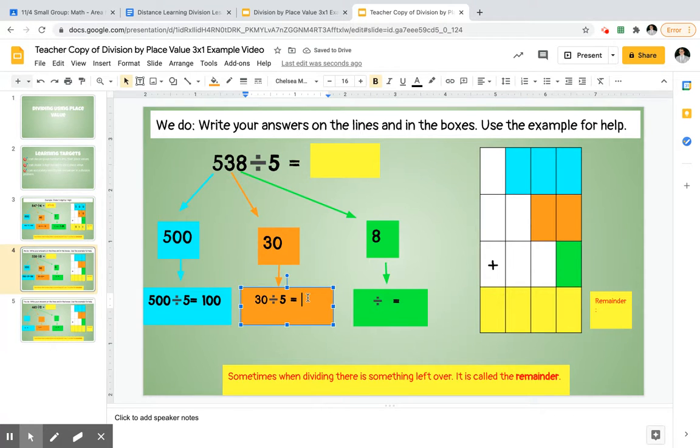Okay, our next one is 30 divided by 5. I know that 5 times 6 would give me 30. So our answer is just 6. Finally, I have 8 here. So I'm going to write 8 divided by 5 equals what?